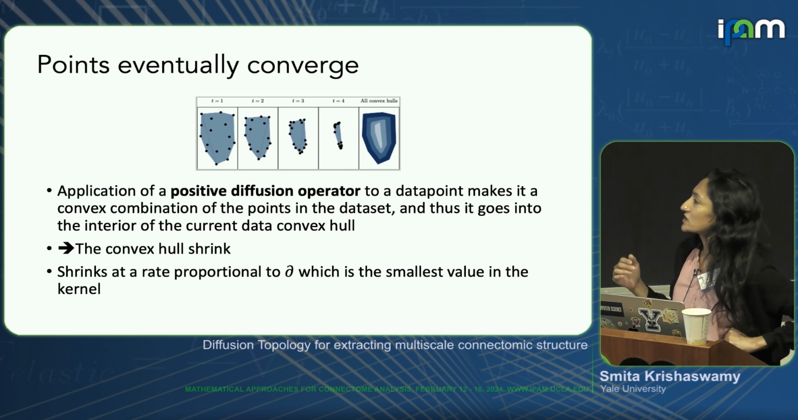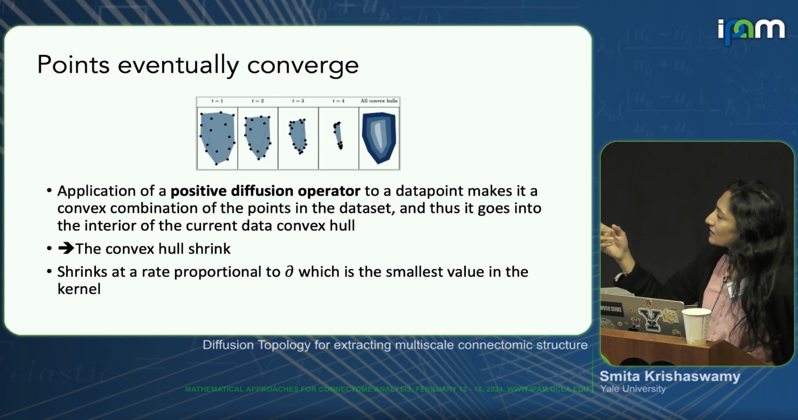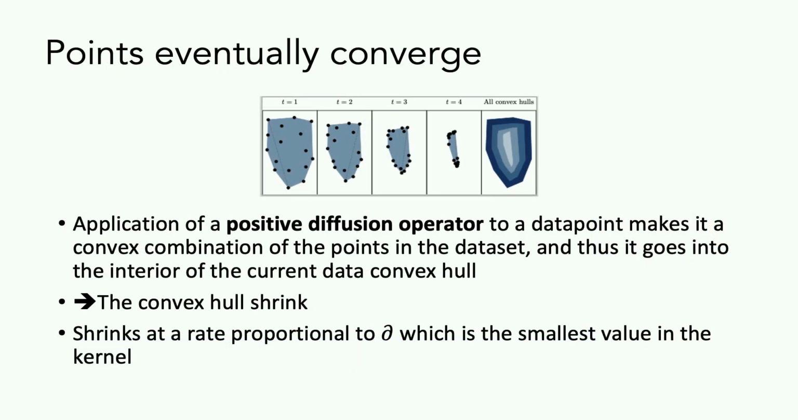So the way we can actually show that these points all converge to 1 is you have, at each point, you can think of the convex hull of your data points.